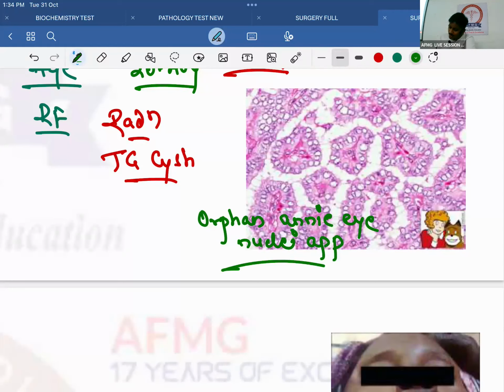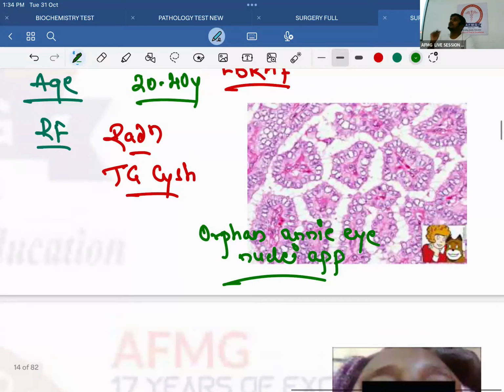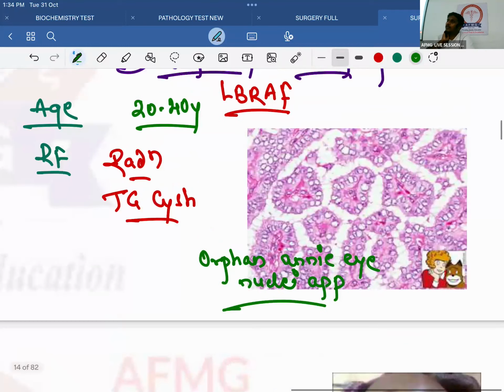Okay, so Orphan Annie nuclear appearance and second is psammoma bodies will be seen in papillary thyroid cancer on histopathology. No problem with this. What is this, beta? This patient has a lateral neck swelling and comes to you. When an FNAC of this lateral neck swelling was done, it was seen as an enlarged lymph node which was also containing some malignant cells of thyroid. What was the diagnosis?